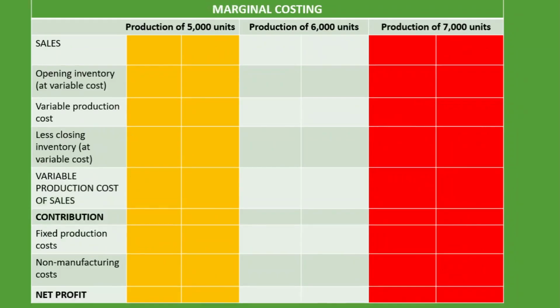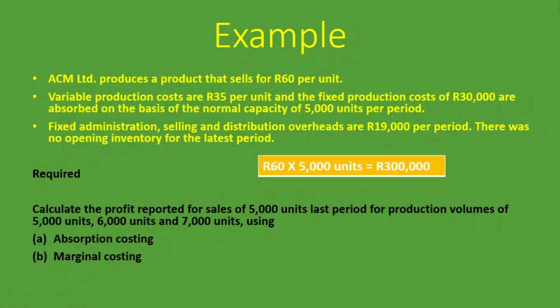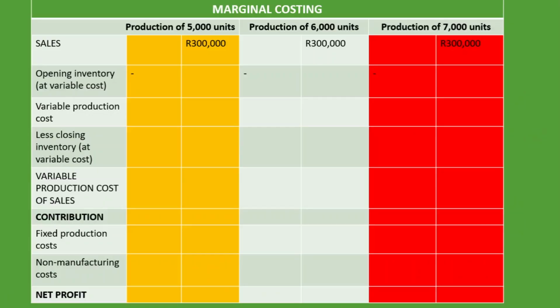Now let's look at marginal costing. We'll run through this example because now you know what we are calculating and what we produced during each period. So this should be fairly simple. What are our sales? Remember, the sales will be the same for the two examples because we're using the same example. We sold 5,000 units and the selling price per unit is 60 rand. So 60 rand times 5,000 units gives us a total of 300,000 rand. So we sold for 300,000 rand, and we have no opening inventory, like we saw.